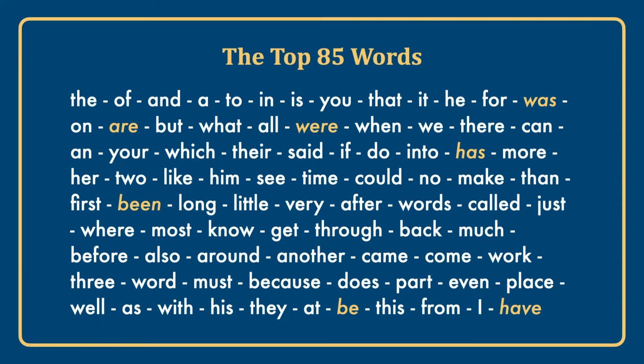Of the 85 most commonly used words in the English language, 7 come from the verbs to be and to have. It is so easy to use to be and to have. See, I just did it again.